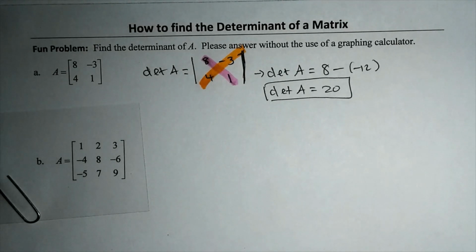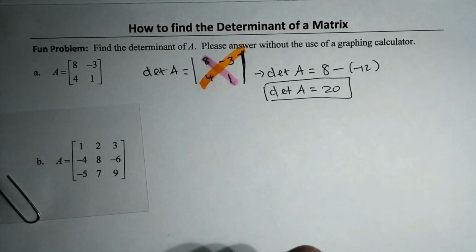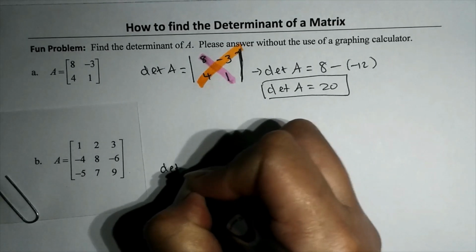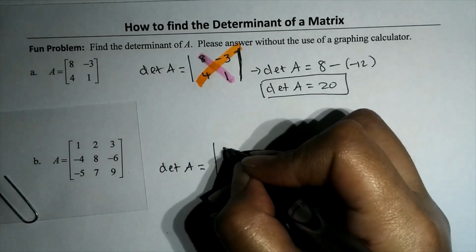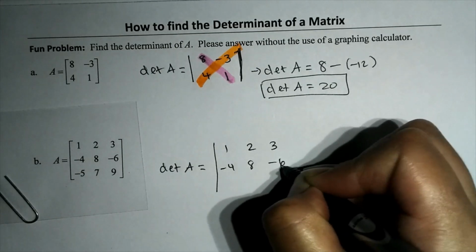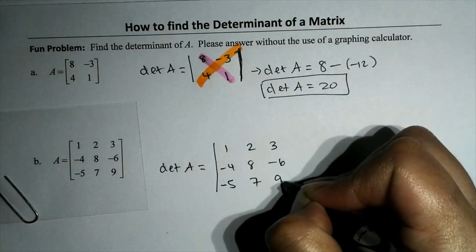So we have matrix B, and we want to find the determinant. Let me write it out. Okay, I have my special effect in the wrong place. So we have determinant of A equals, using our vertical bars, and then we'll write down the elements. We have 1, 2, 3, -4, 8, -6, and then -5, 7, and 9.